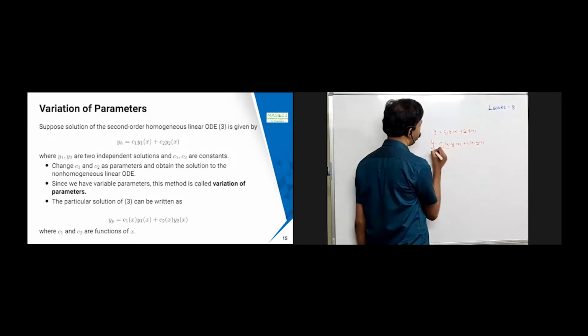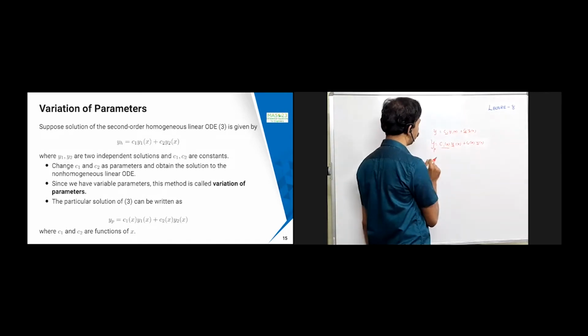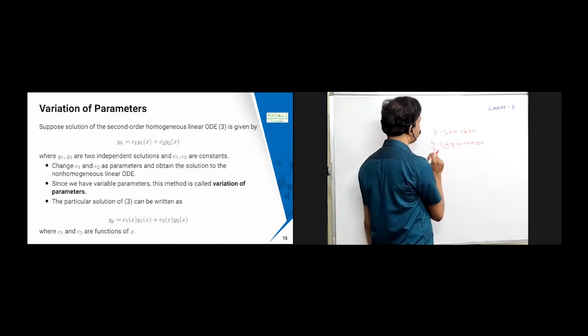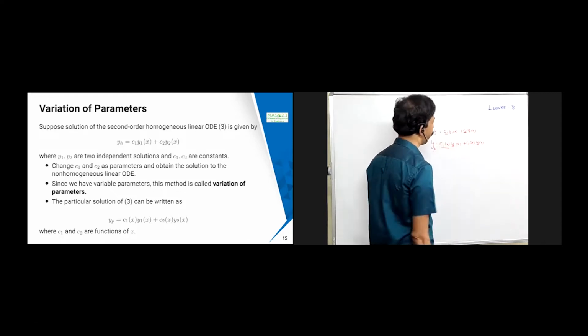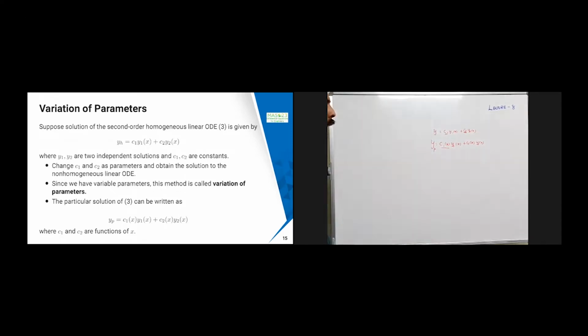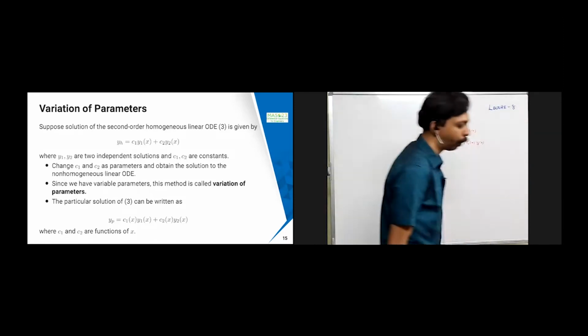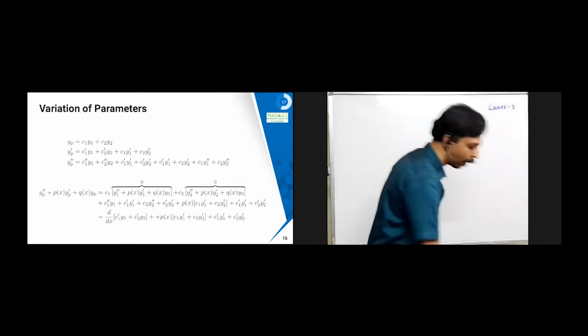So I'm going to find my particular solution for the non-homogeneous equation using yp is equal to c1 of x into y1 of x plus c2 of x into y2 of x. And then we are going to find what c1 and c2 are. This is the idea of variation of parameters. So let us find that. Okay, so what is it going to come?